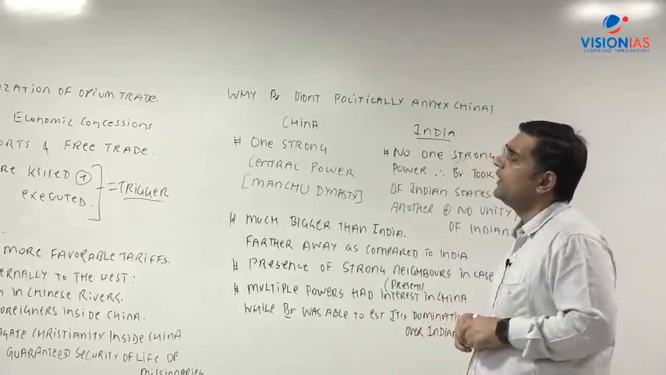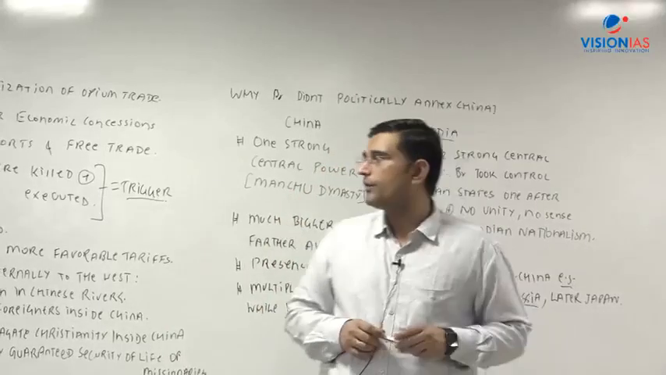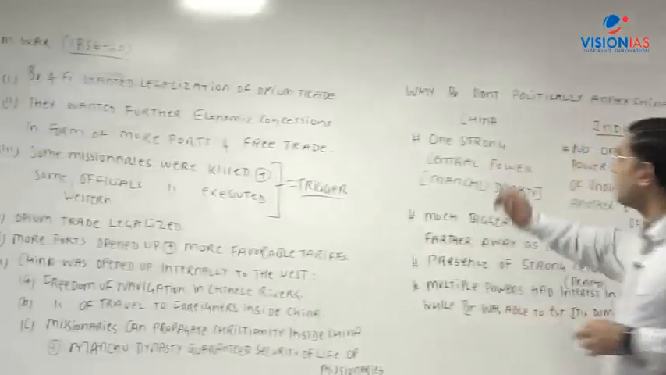So therefore, this is how things are taking place. You can write down the Second Opium War, and this is the result of the Second Opium War, and this is the component.